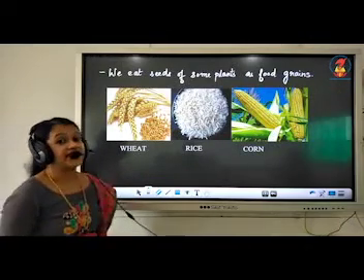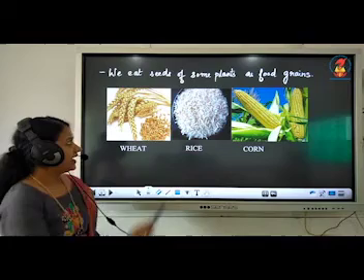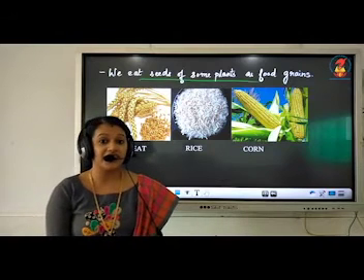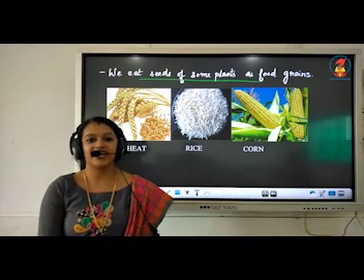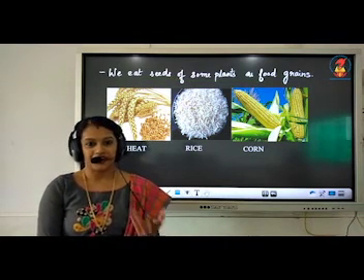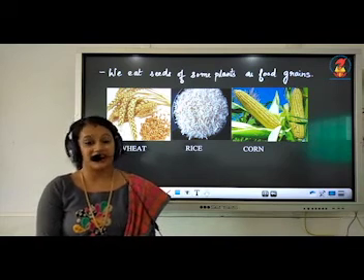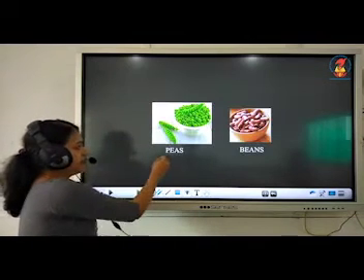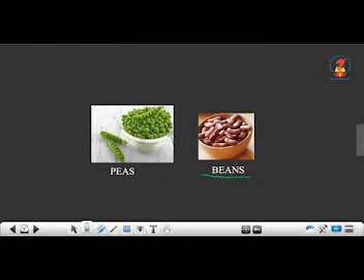Then some of the seeds you eat as food grains. Examples are wheat, rice and corn. All those are seeds that you eat. Can you name some other seeds that you eat? Usually you have it as your curry. Yes, very good. Beans, peas, etc. are also examples of the seeds that you eat. See, peas and beans are also seeds that you take in as food.